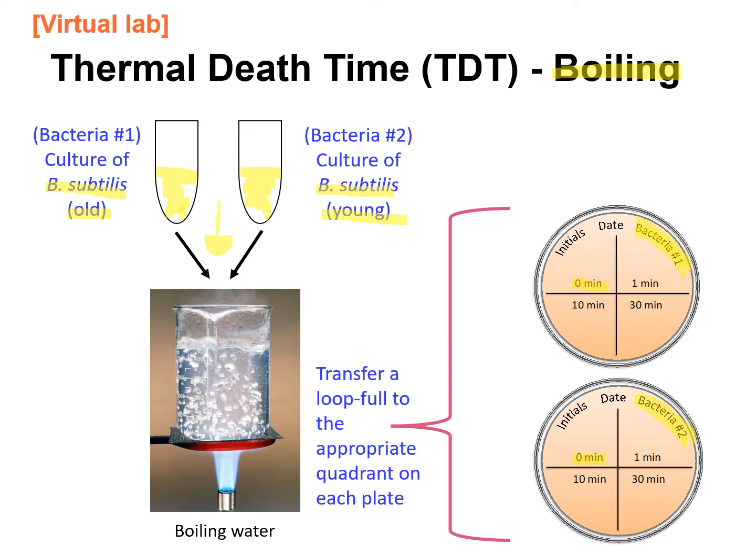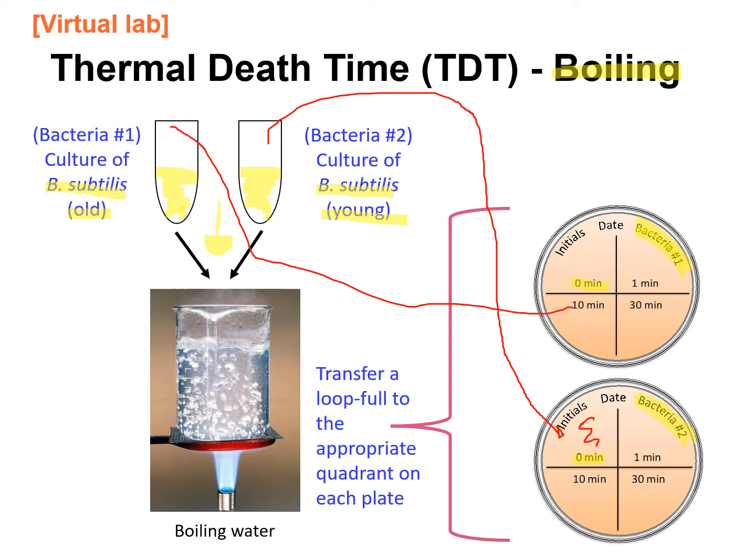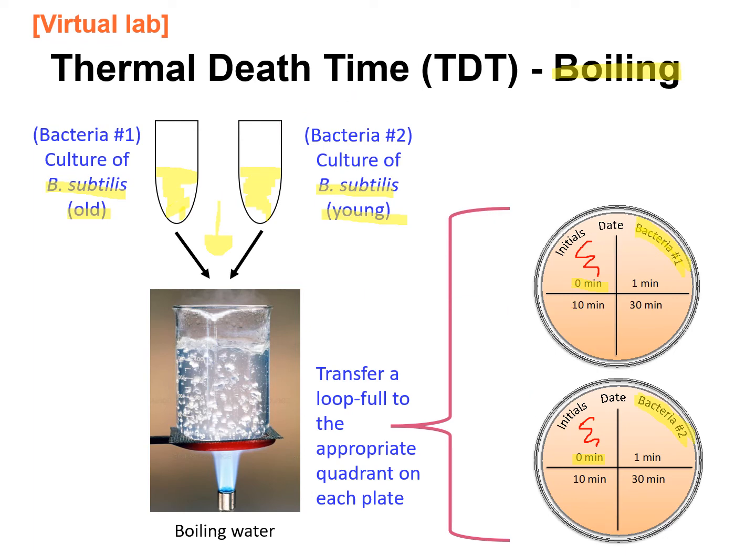Before you place your tubes into the boiling water, well, this is bacteria 2, so you're going to go right here and inoculate a sample, okay? And then from bacteria 1, you're going to inoculate a sample right here. So basically, the 0 minutes is the first inoculation before even placing your samples into the boiling water. Okay, so this is what it means by 0 minutes. You are inoculating the plate before even putting your samples into the boiling water.